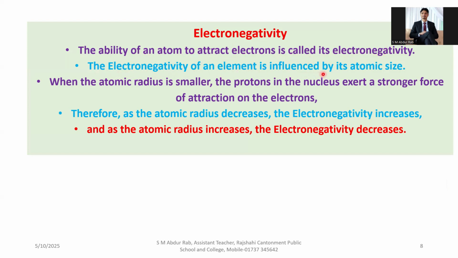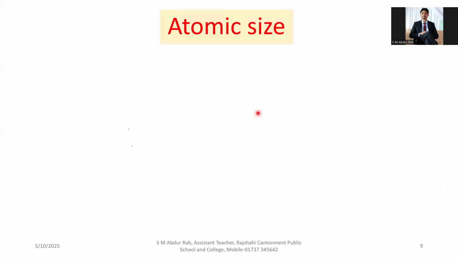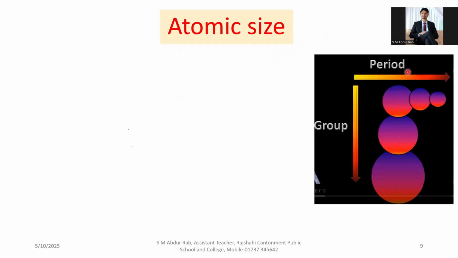The electronegativity of an element is influenced by its atomic size. When the atomic radius is smaller, the protons of the nucleus exert a strong attractive force towards the valence electrons. Therefore, as the atomic radius decreases, the electronegativity also increases. And as the atomic radius increases, electronegativity decreases. Now, my dear friends, we see what happens when we move left to right and top to bottom. Does atomic size increase or decrease?